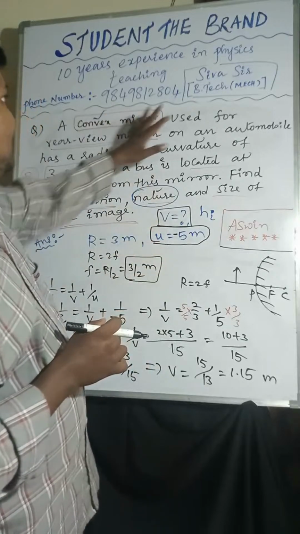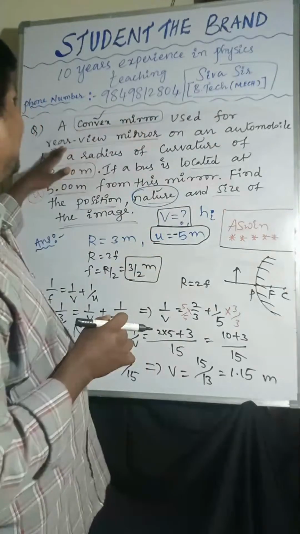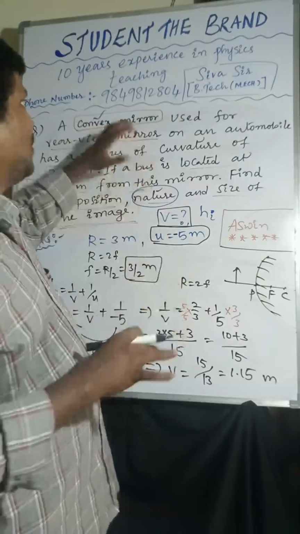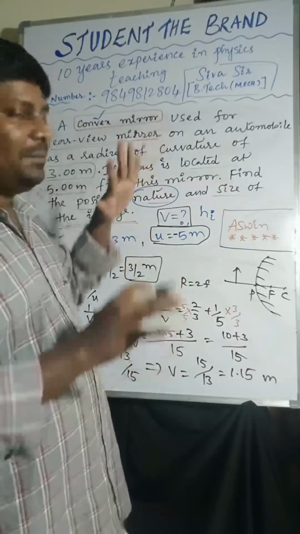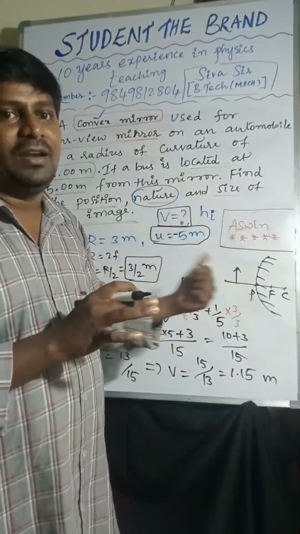Come to the point here. Convex mirror is used as a rear mirror. Definitely, see, convex mirror is used for a rear mirror, meaning in front of the mirror only.